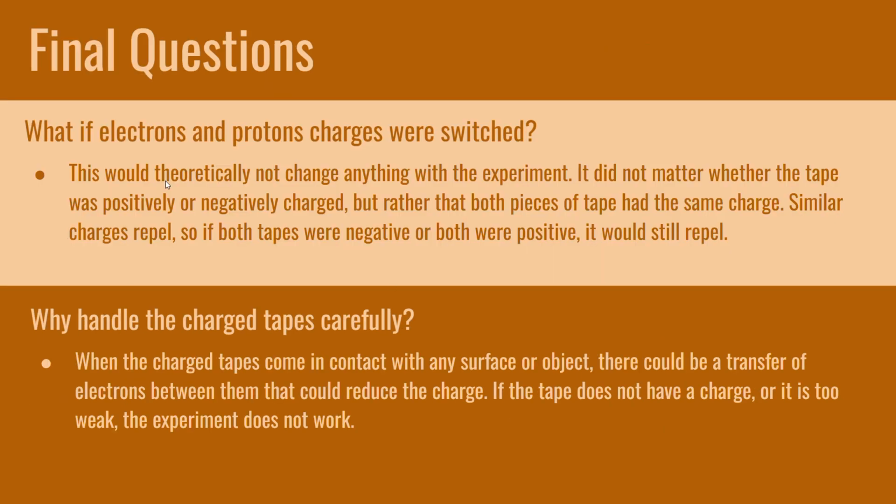For some final questions, what if the electron and proton charges were switched? Theoretically, this would change nothing because it didn't matter whether they were both positive or both negative, it just mattered that they had the same charge. As long as they both have the same charge, the tapes will still repel. And why handle the charged tapes carefully? Well, if they come in contact with another surface or object, there could be a transfer of electrons that could reduce the charge, and if it has a weak charge or no charge, the experiment will not work.